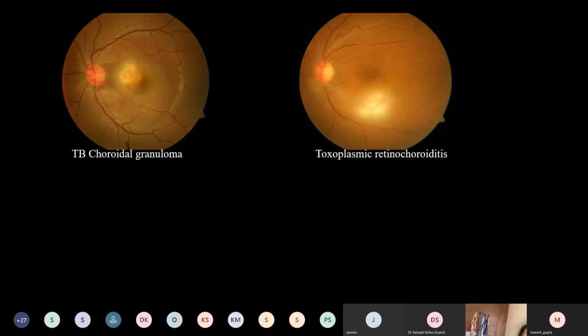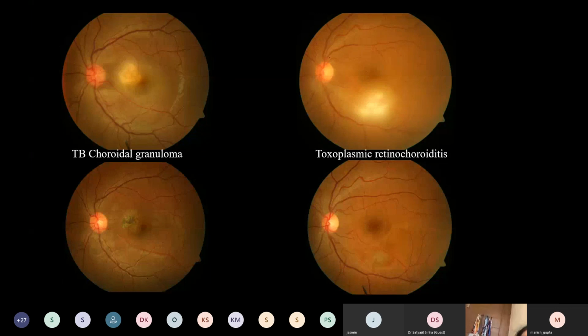They respond also differently. Now, what did we do to the first one? Yes, the first one was a case of TB choroidal granuloma. We treated with anti-TB therapy, and the outcome is very different. As we see now, these choroidal lesions heal with significant scarring. And the retinal lesions, if treated in time, do not leave much scarring, as seen here.